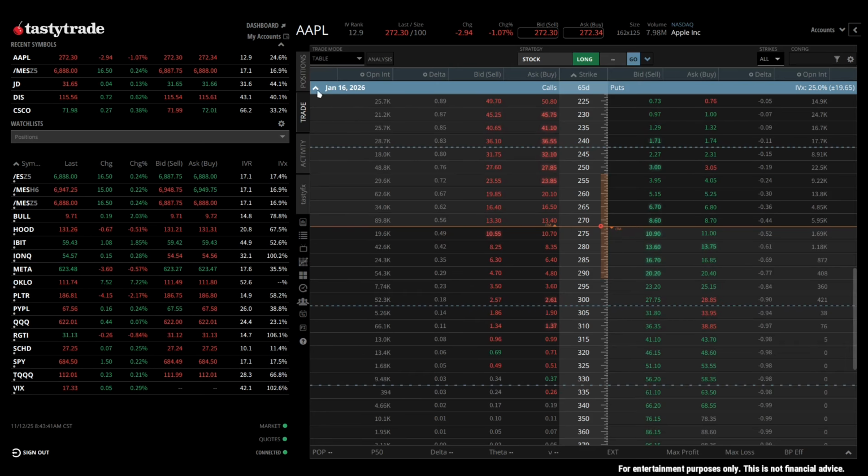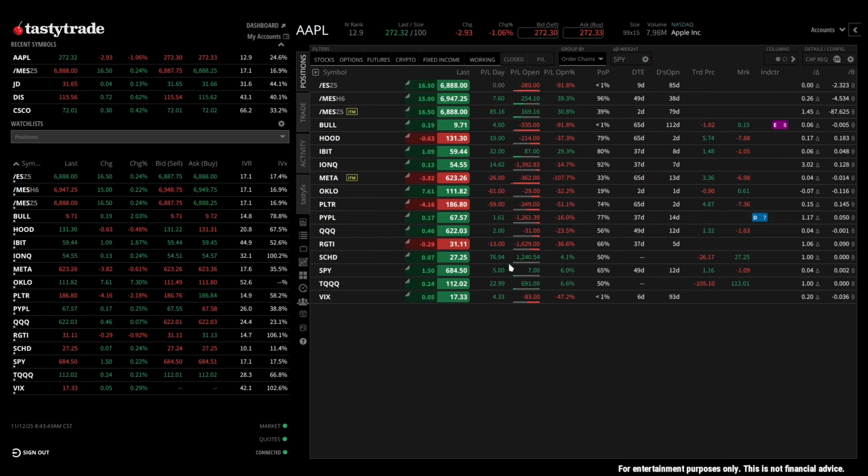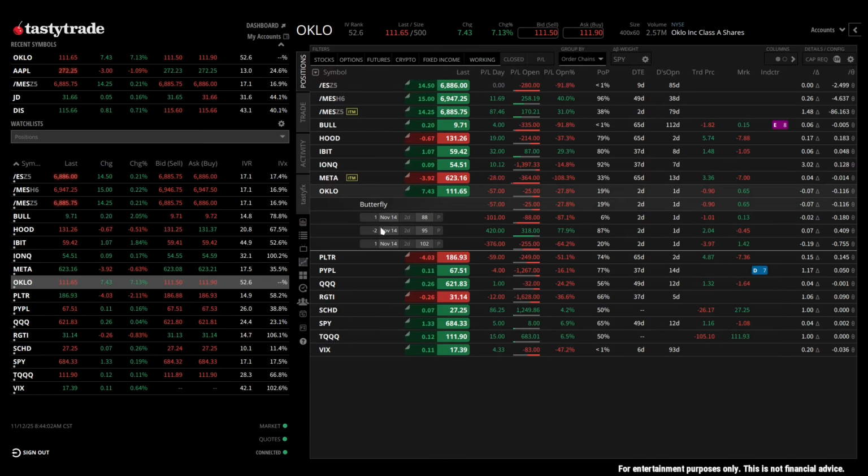Your positional deltas, you go to the positions tab on TASTYTRADE. Your positional deltas will tell you if the trade is a bullish trade or a bearish trade. If it's primarily a bullish trade, it's going to have positive deltas. If it's primarily a bearish trade, it's going to have negative deltas. For example, this OCLO earnings trade, this long put butterfly, wants the stock to go down. It's a bearish trade, so it naturally carries negative deltas, or you could call them short deltas.